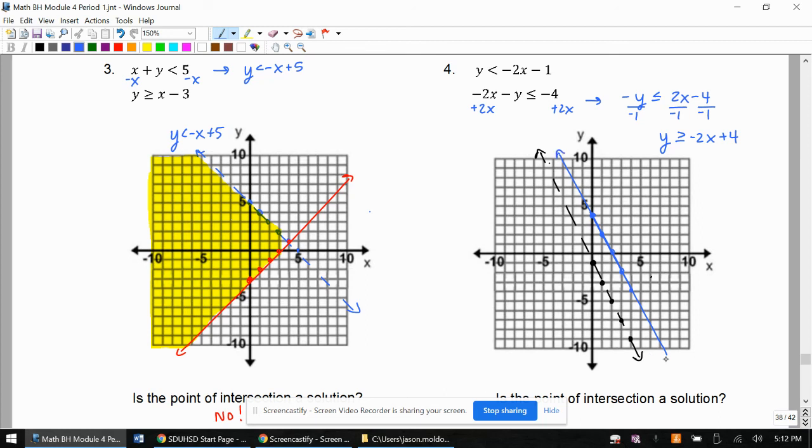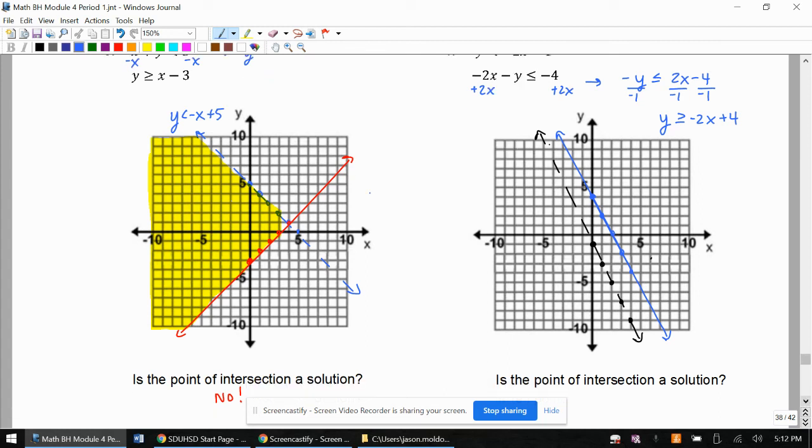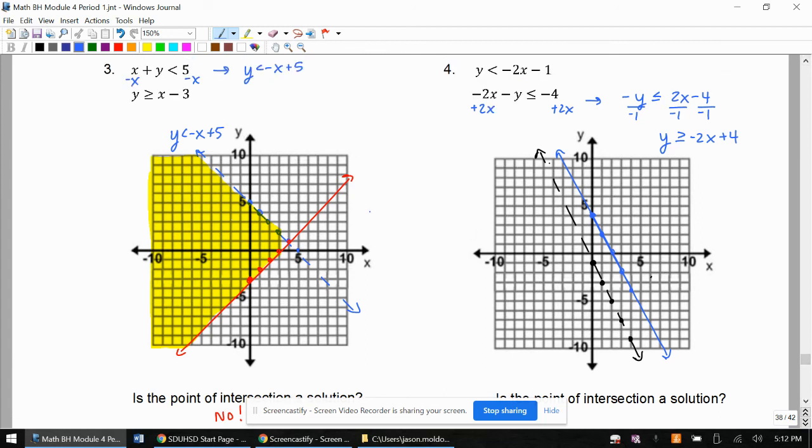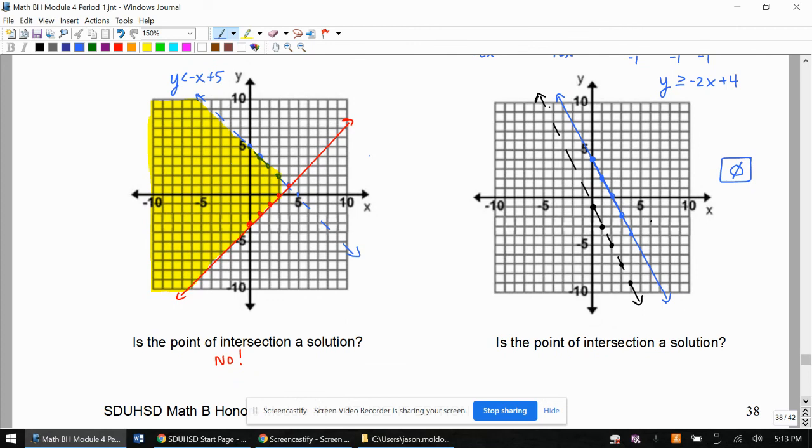And speaking of parallel lines, here we go. We got some parallel lines. And let's see, this actually could have shading, but let's see. So the black one is shaded below and the blue one is shaded above. So that's bad. So this actually has no common feasible region. We'll put no solution.